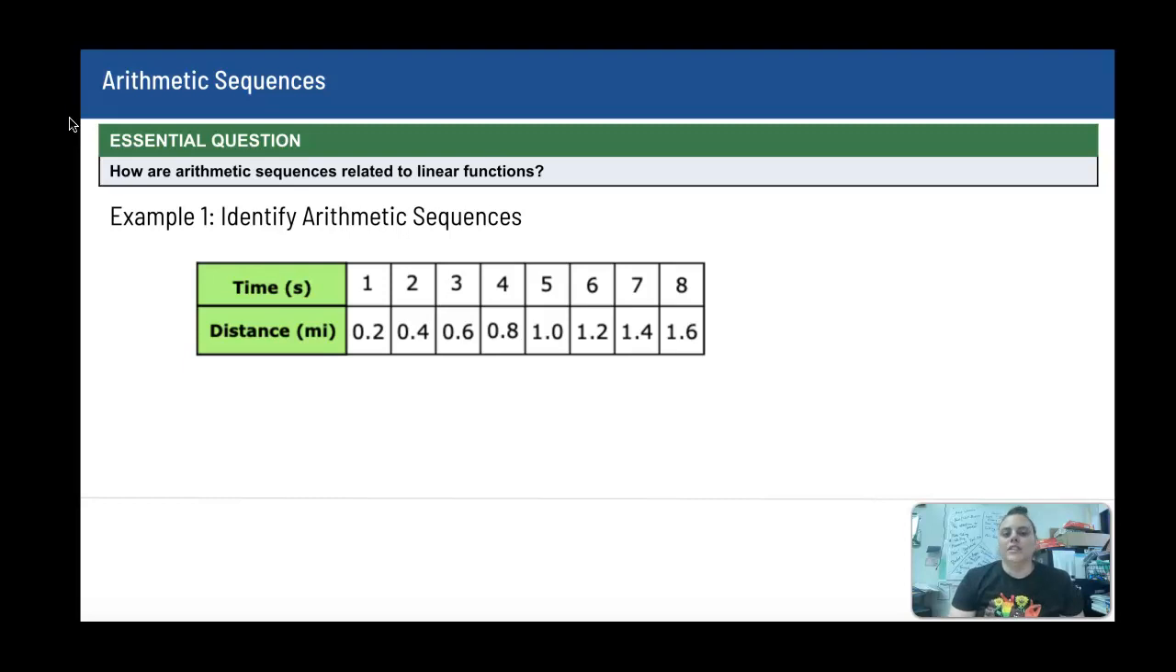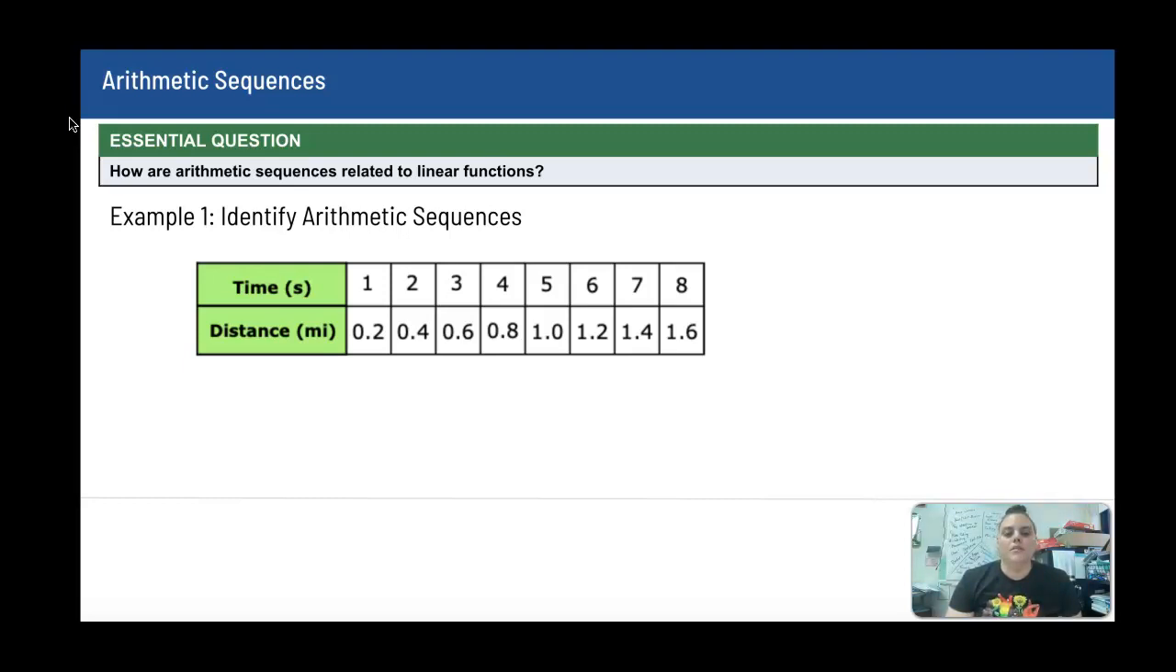Our essential question is, how are arithmetic sequences related to linear functions? Let's look at our first sequence here. We can see the table shows time and distances, time in seconds and distances in miles. So 5 seconds to go 1 mile, something is going very fast.